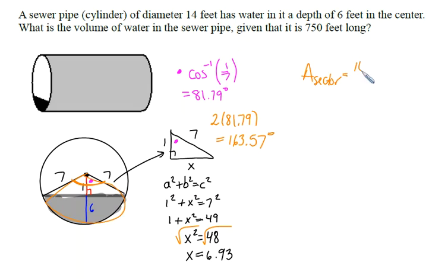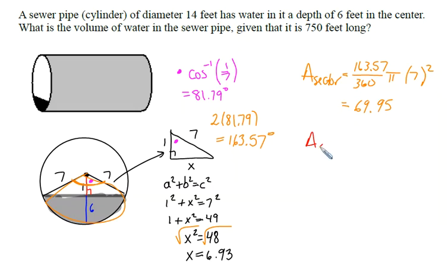So as we proceed, next up we're going to find the area of the total sector, which would be the 163.57 out of a full 360 times pi r squared. Keeping all of our decimals on the calculator, we get 69.95 for the area of the sector. Then we need to take away the area of the triangle.